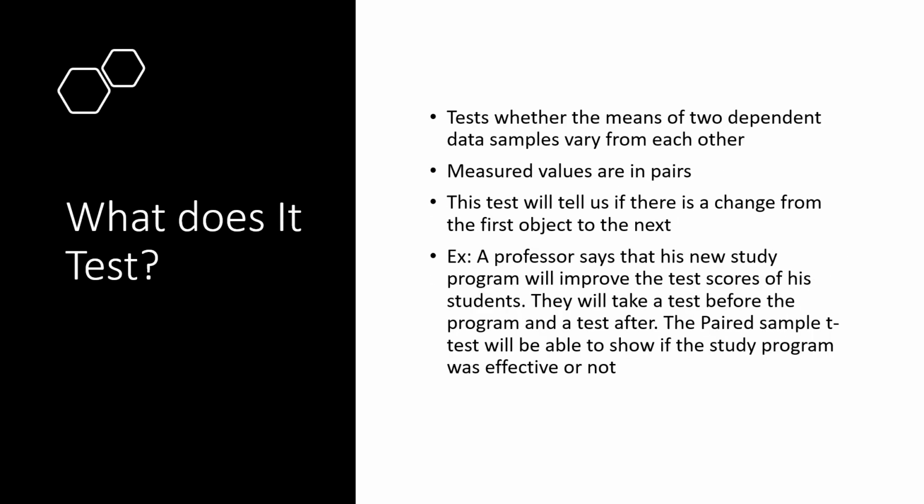So what does the paired sample t-test tell us? What does it test? Well, it tests whether the means of the two dependent data samples vary from each other. So its measured values are in pairs, and basically this test will tell us if there's a change from the first object to the next. Depending on your data set, it can also tell you the difference between two time points, the difference between two conditions, two measurements, or just between a matched pair.